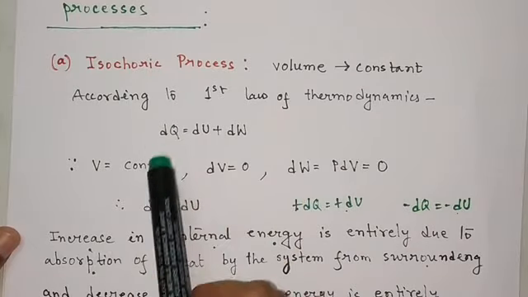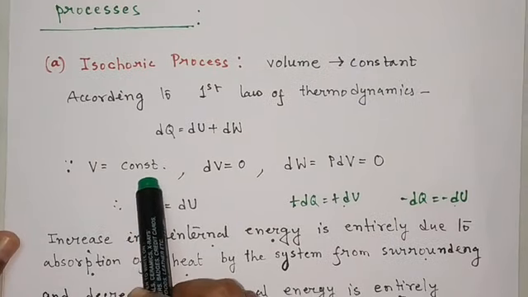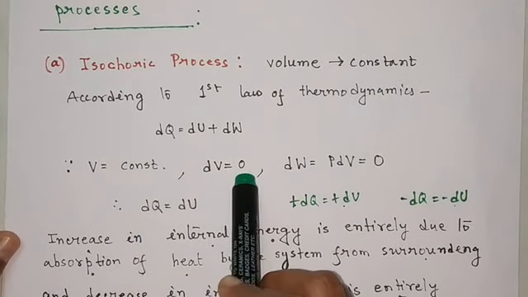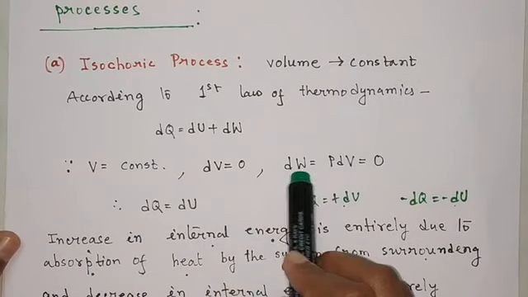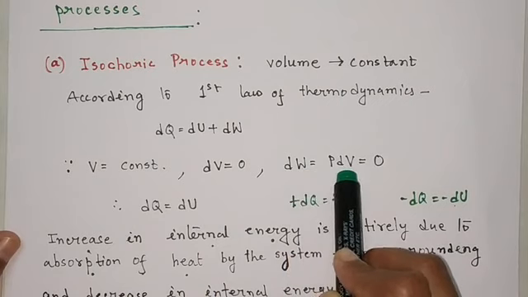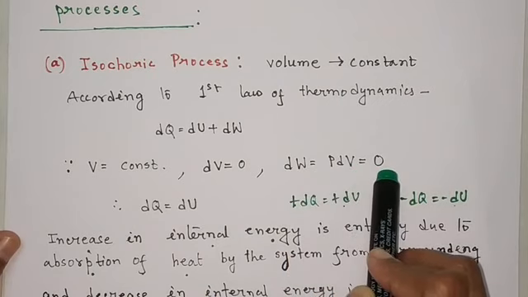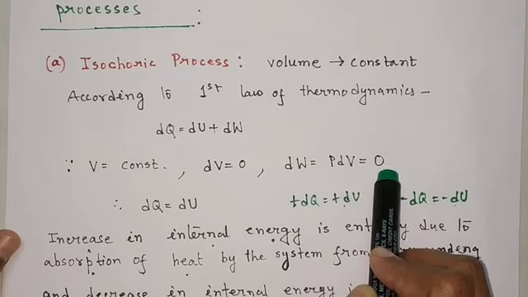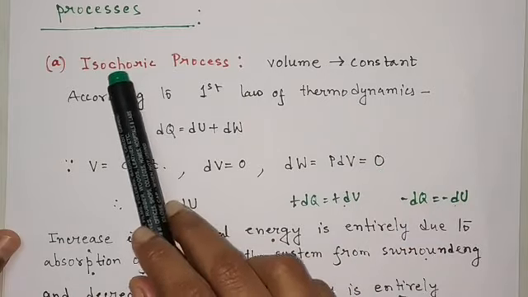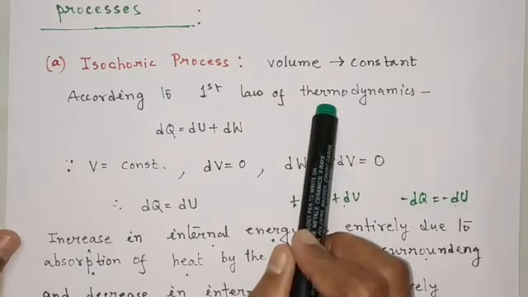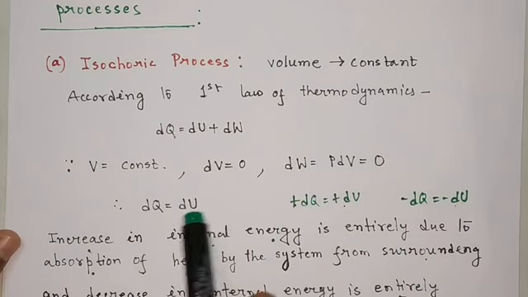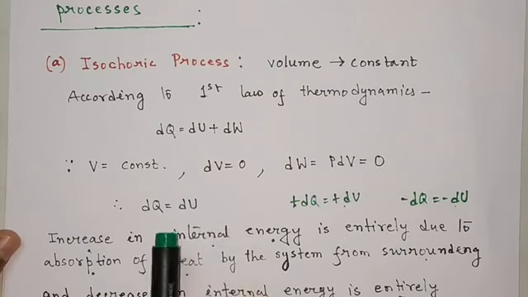For the isochoric process the volume is constant, therefore dV is 0. Therefore the work done, dw equals p dV, is also equal to 0. Thus for the isochoric process, the first law of thermodynamics takes this form, that is dq equals du.